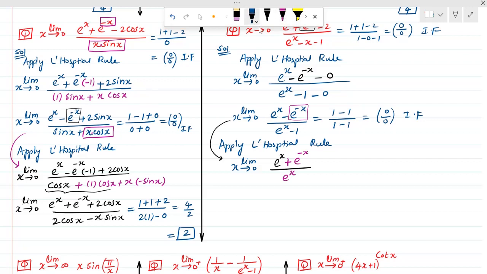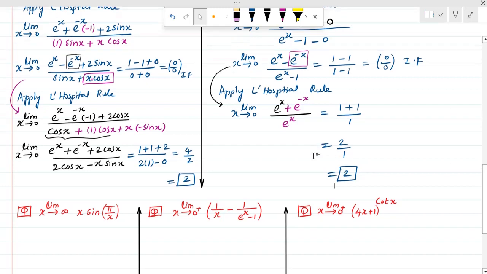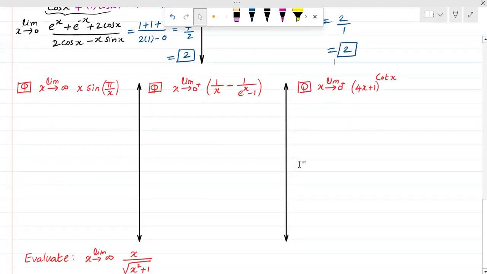Now apply the limit. What happened? e to the power 0 is 1 plus e to the power 0, 1 over 1. So therefore the answer will be 2 over 1. If it is 0 over 0, I have to continue one more time. So this is the idea behind the L'Hopital. Now let us go to the next problem, which is the three types of special problem we say.